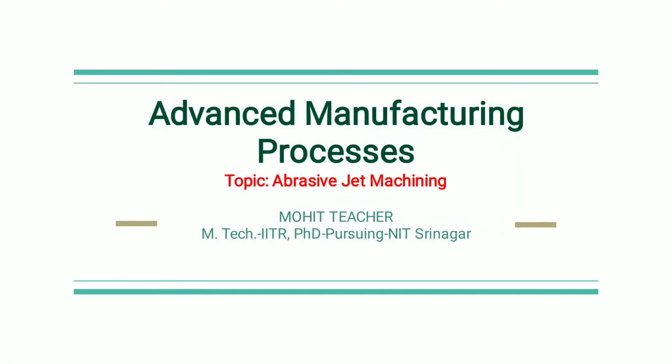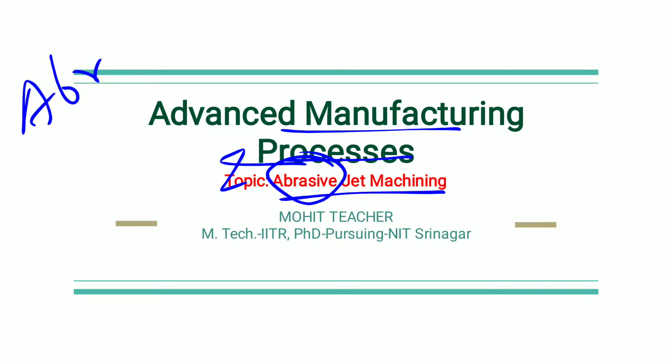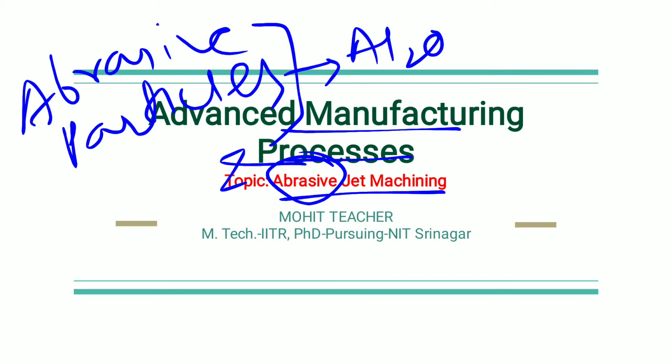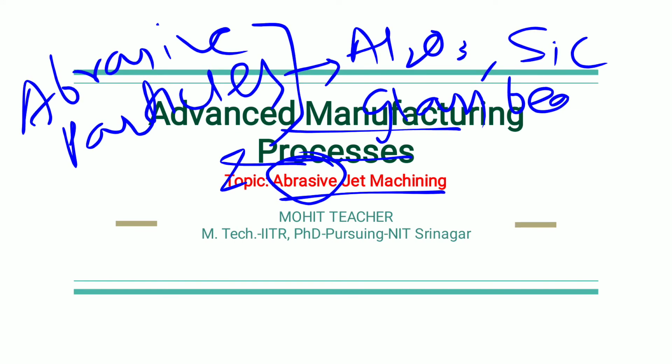In this presentation, we are going to discuss one of the advanced manufacturing processes, that is abrasive jet machining. As the name suggests, abrasive means the abrasive particles, and these abrasive particles are made up of either alumina, Al2O3, silicon carbide, or glass beads. Generally, the particles have very high strength and are random in shape.